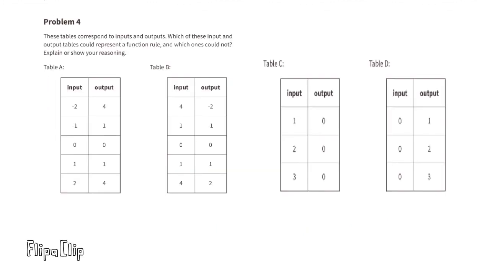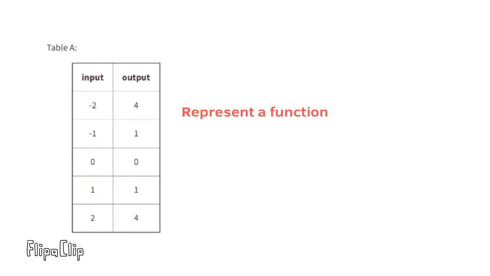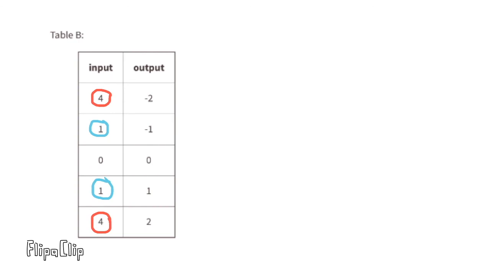Problem number 4. These tables correspond to inputs and outputs. Which of these input and output tables could represent a function rule, and which ones could not? Explain or show your reasoning. All of the inputs for table A are different. As long as the inputs are all different, you can have some outputs the same. So, table A represents a function rule. Some of the inputs for table B are the same, yet they have different outputs, and that's not possible. Table B does not represent a function rule.